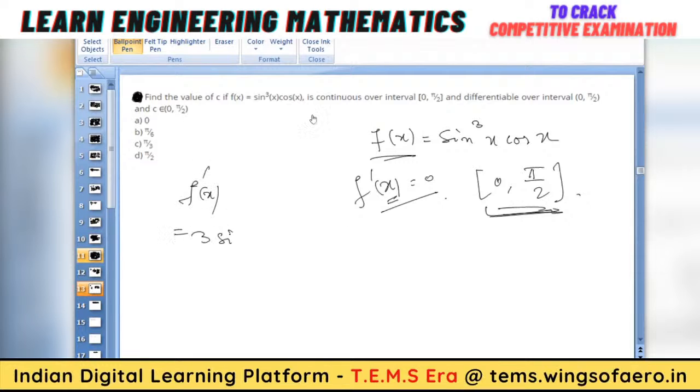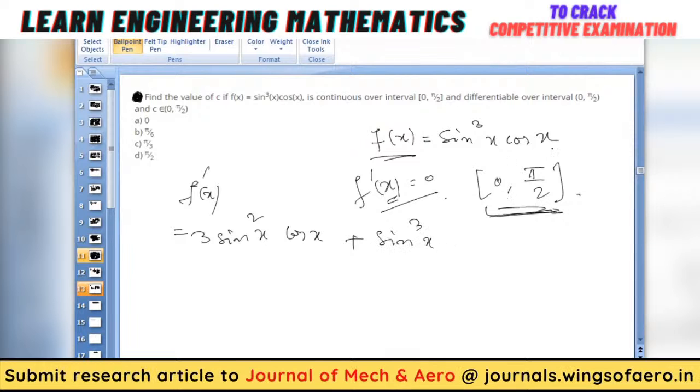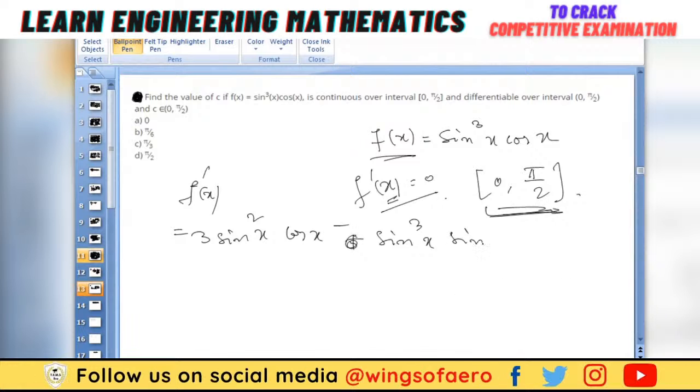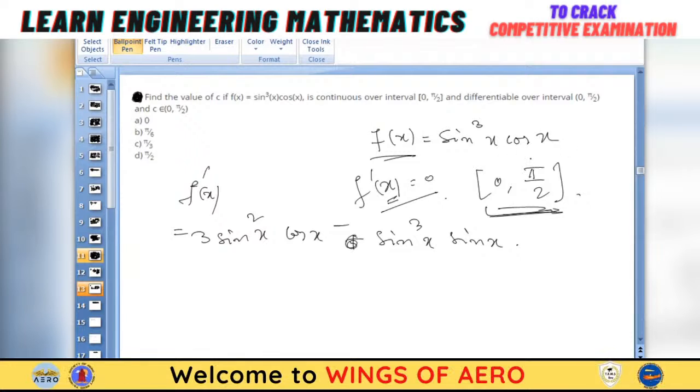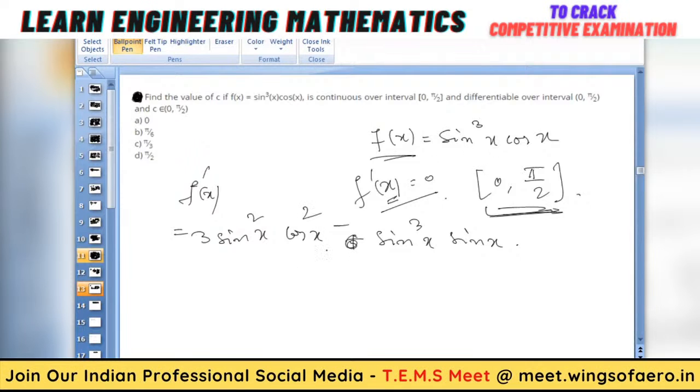What is the derivative? It is 3 sine square x cos x plus sine cube x, and the cos x derivative is minus sin x. It becomes minus sin x. Am I right? 3 sin square x cos x, and cos x times cos x is cos square. So 3 sin square x cos square x.